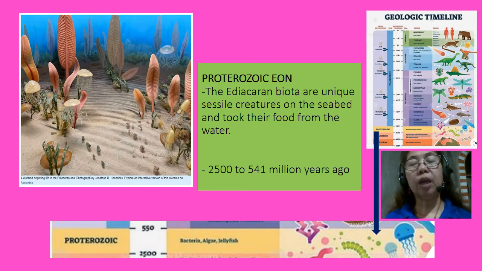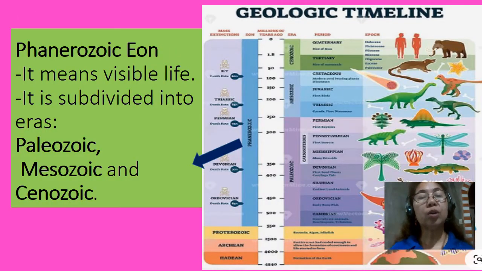Proterozoic Aeon. The Ediacaran biota are unique sessile creatures on the seabed that took their food from the water. They appear like leafy structures, soft-bodied, without skeleton, mouth, and digestive system. Bacteria, algae, and jellyfish also appeared during this period of time. Phanerozoic Aeon. It means visible life. It is divided into eras: the Paleozoic, the Mesozoic, and the Cenozoic.